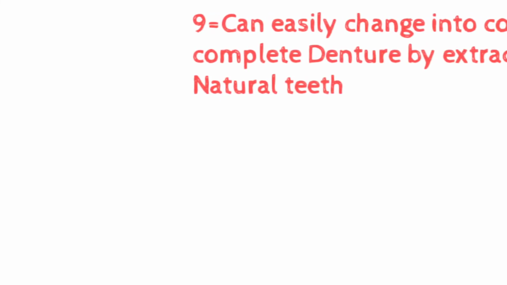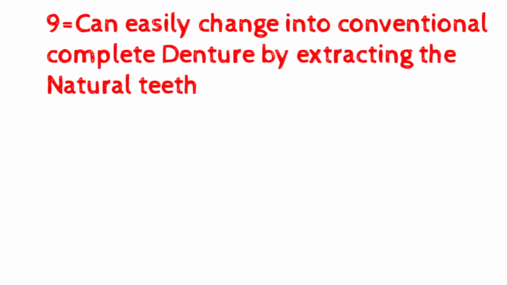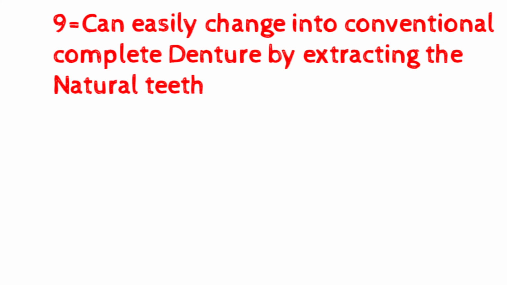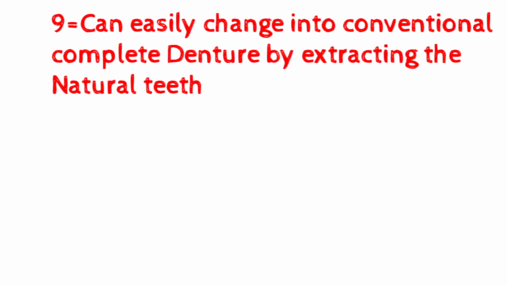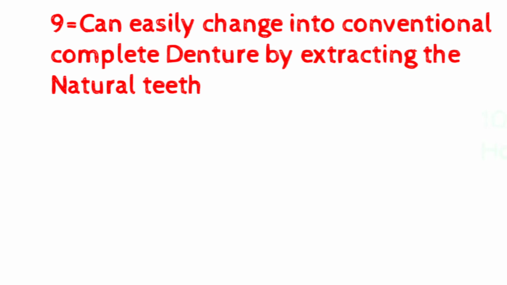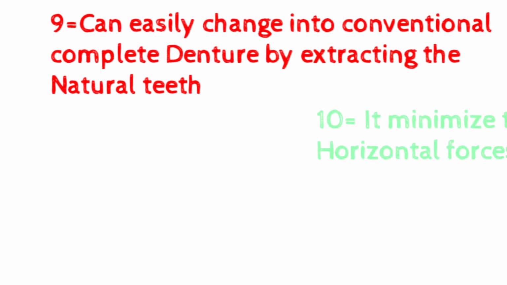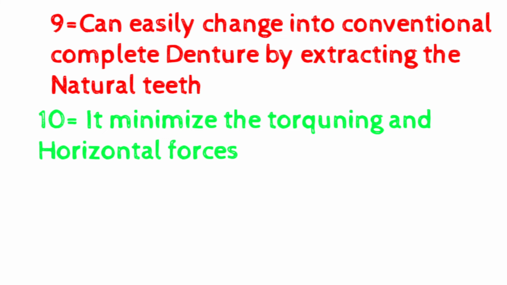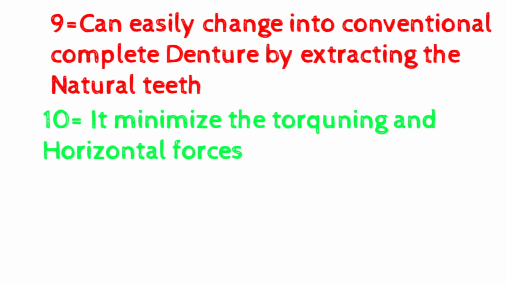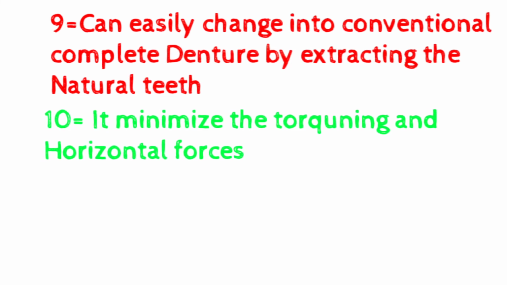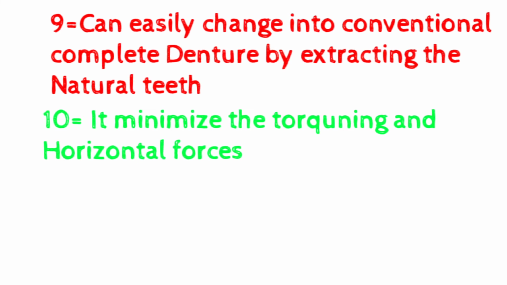Now come to the ninth advantage. We can easily change the overdenture into a conventional complete denture by extracting the natural teeth. And the 10th advantage is that it minimizes the loosening and horizontal forces, because teeth are present. Horizontal forces do not dislodge the overdenture like a conventional denture.